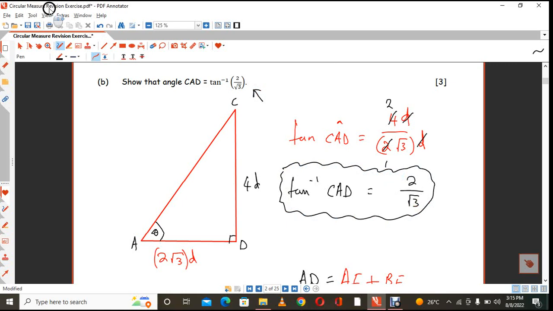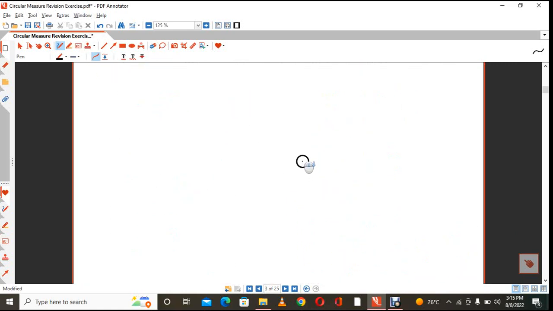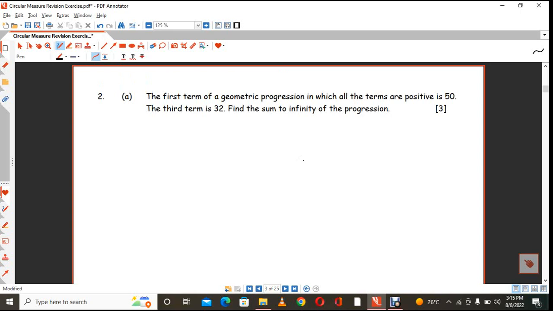Good. I think while I'm busy with this, I can also go directly to the next video. The next video here deals with sequences. It says the first term of a GP. I always like to write the information that I have.